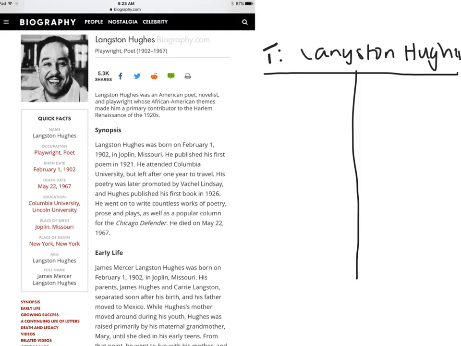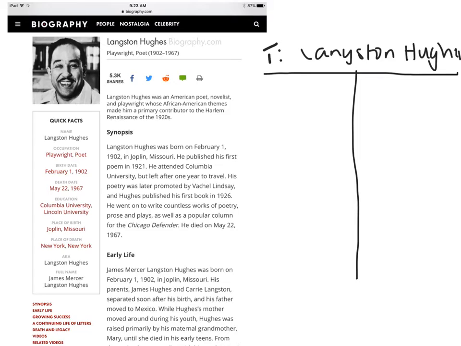1902 in Joplin, Missouri. So I'm actually going to highlight that birth date and where he was. And on my 2-column note side, I'm going to start with my star. My star is going to be about his early life. And then on the other side, I'm going to start with my dashes. My dash is going to be what it's about.